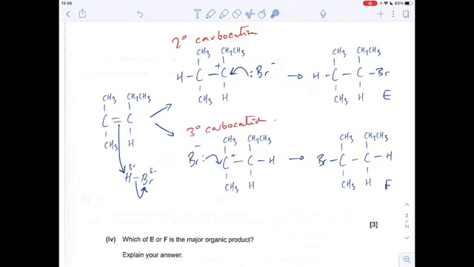So the major product, the way I've labelled them, is going to be F. That's because it's being formed from a more stable tertiary carbocation. The secondary carbocation isn't as stable, and so therefore not as much of E will be formed in the reaction mixture.